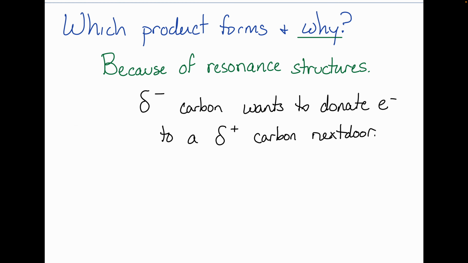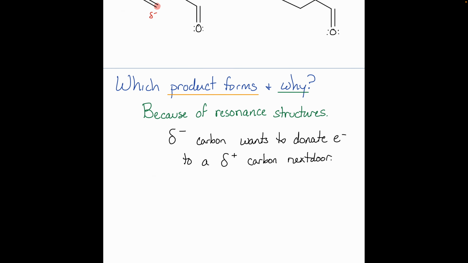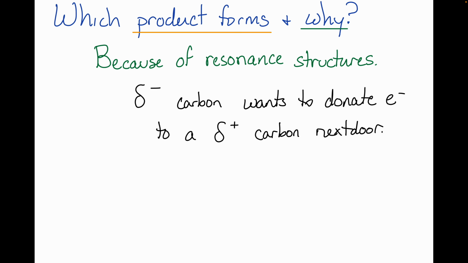All right, and which of our two products formed what we called our 1,2 product here, right? We don't get our 1,3 that forms. So the product that forms is our 1,2.